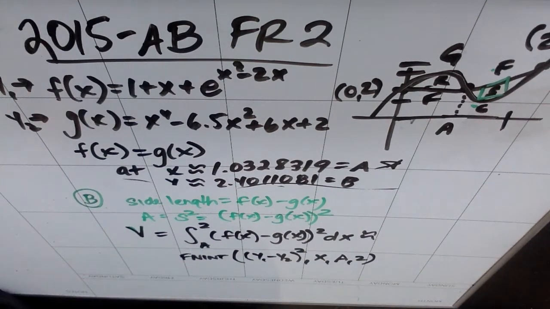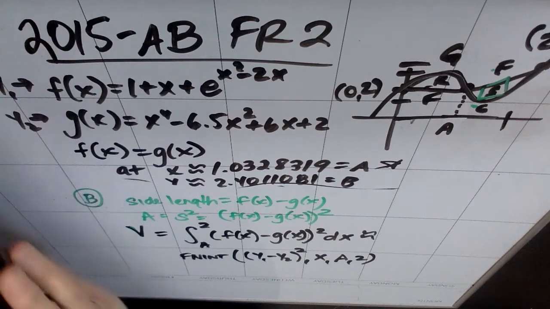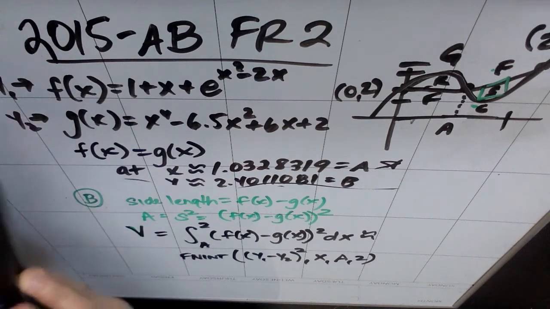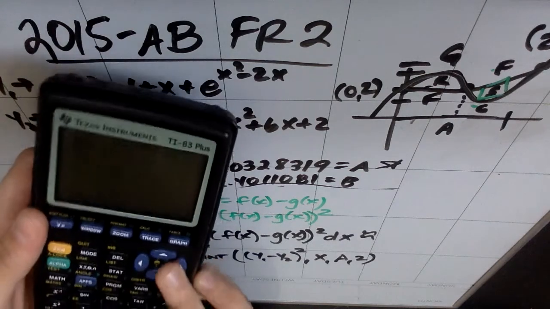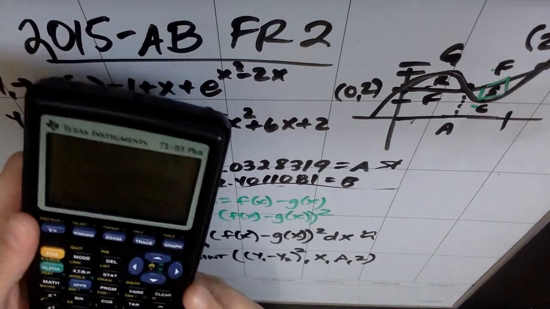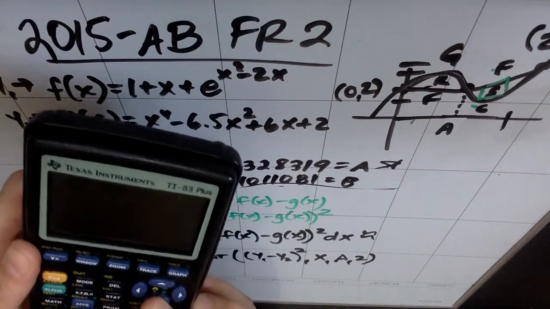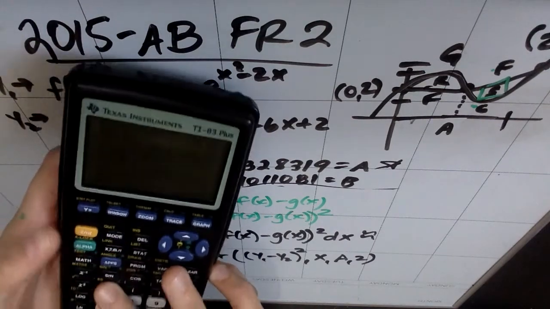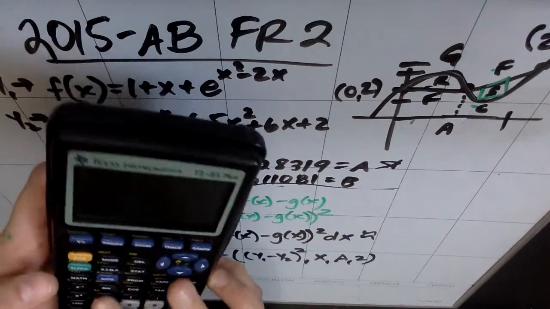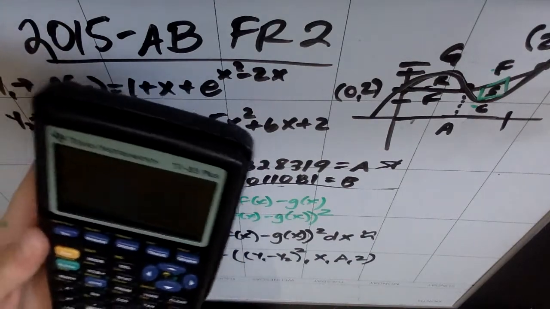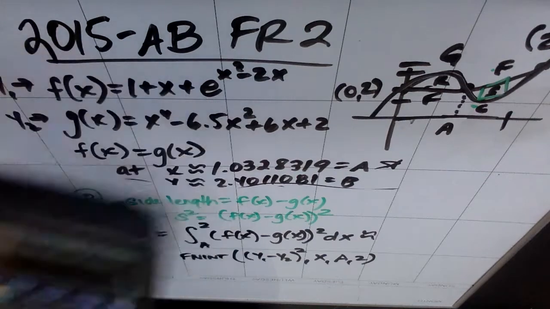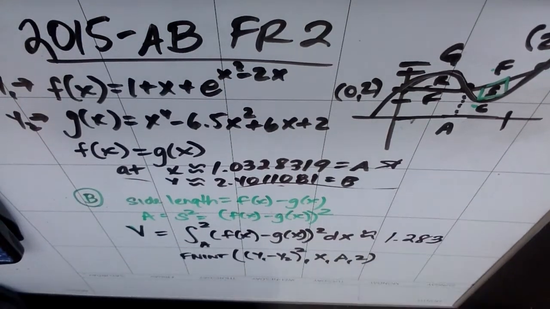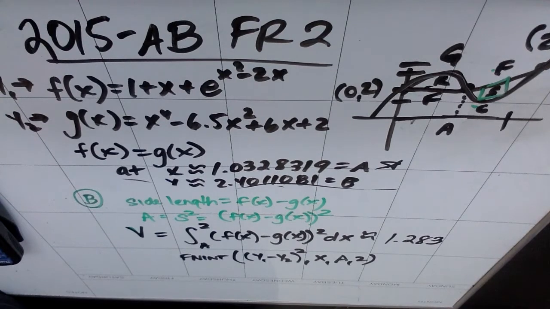And again, if you had done the shortcut on part A and not found A, you would find yourself in a predicament now. So either way, you're going to have to find that A. So in parentheses, I do vars, I go over to y vars, y1 minus vars over to y vars, y2, close the parentheses, squared, comma, with respect to x from alpha A to 2. And I hit enter, and I should get like a 1.283, and I do. So 1.283. Cool.